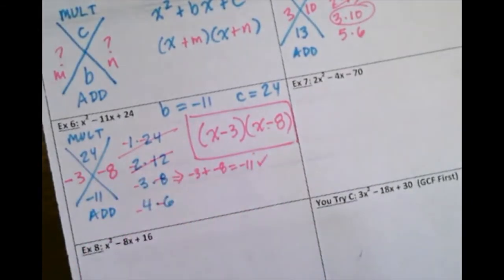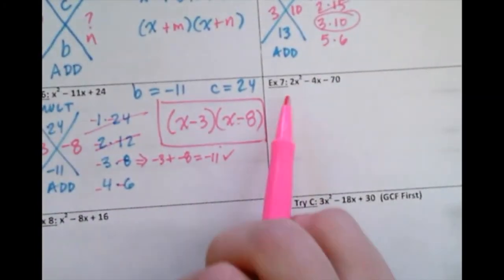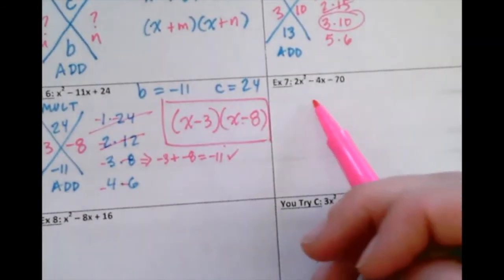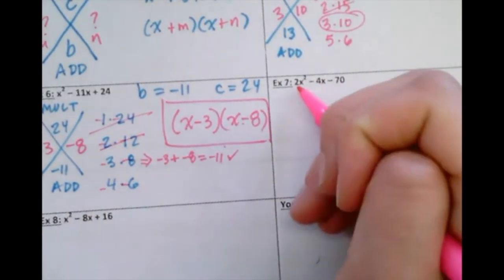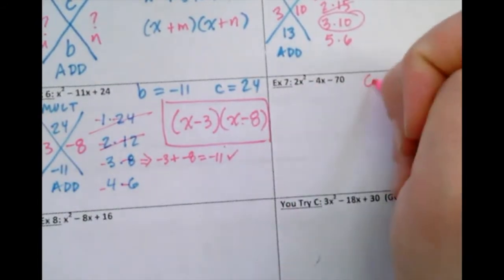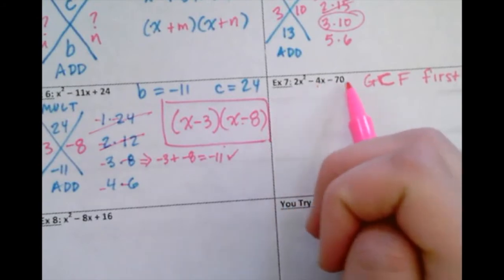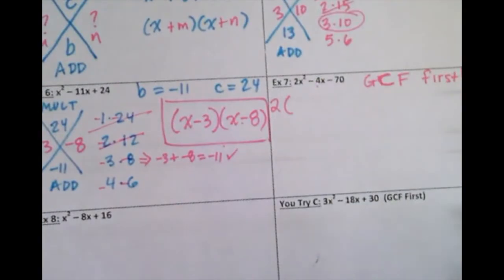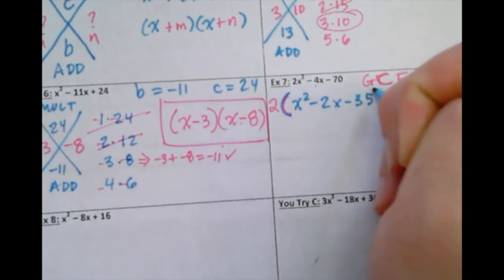Okay, taking a look at number 7, the first thing I notice is that A is not 1 here, A is 2. So I'd like to see, is there a GCF? And actually there is, because if A isn't 1, I'd hope there's a GCF, because that makes my life easier. So then if I take out the GCF first, I'm just going to write us a little note, GCF first. Our GCF here between 2x squared, negative 4x, and 70 would be just a 2. So I take the 2 out, and then what's left over is x squared minus 2x minus 35.